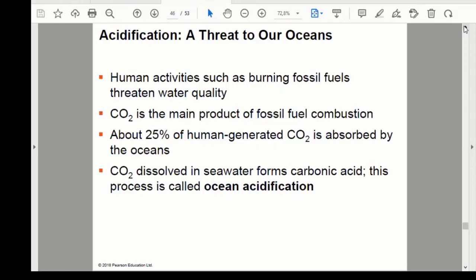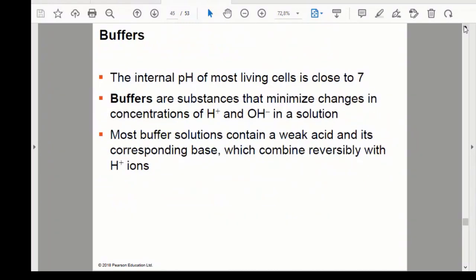And that's where we end, where we're talking about acidification as a threat to our ocean. And I think we did talk about the buffers, where the internal pH of most living cells is close to 7. That is a measure of neutrality, where you have to maintain the neutrality. So these buffers act as that internal neutrality, where all the cells have to be close to 7 or above 7, but it should be in that line of measure.